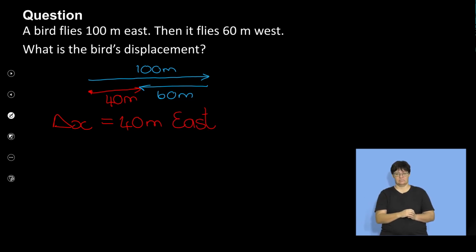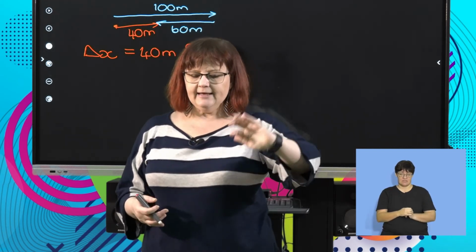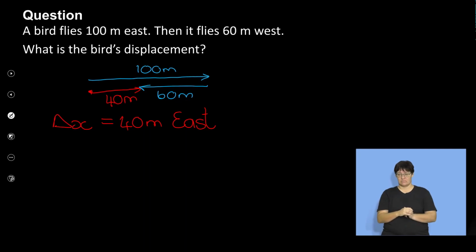But what if I told you that I didn't want a diagram? That I want this done with a calculation? I mentioned earlier that displacement is a vector. Because it's a vector, it can be described as a positive or a negative. So I have to choose a direction to be my positive direction. I'm going to take east as my positive. Why? Simply because it was the first direction given.